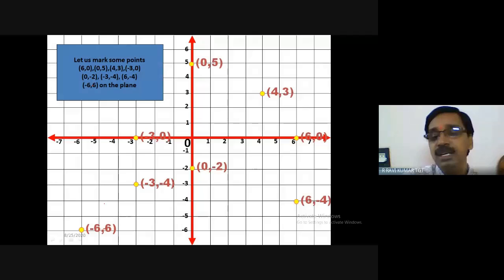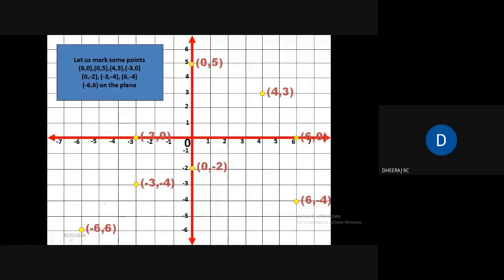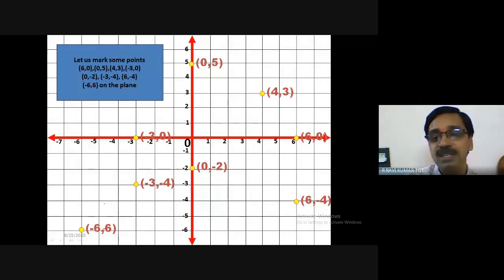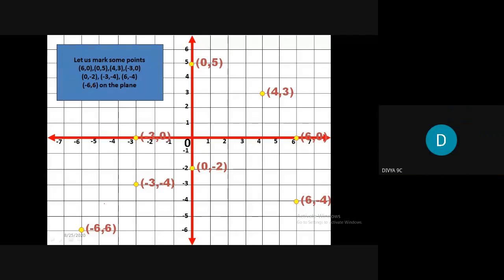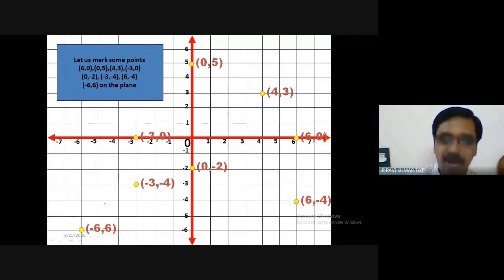The point is (-3, 2). Second quadrant, sir. Yes, second quadrant. Good. Correct answer. Now Divya will tell. Divya, ready? Yes, sir. (-6, -2).